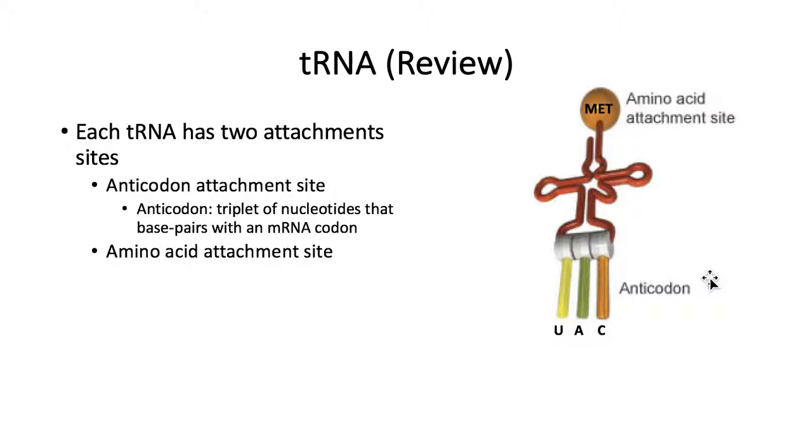The other side of the tRNA has something called an anticodon, and the anticodon is basically the opposite of the codon. So it's going to base pair with the codon. So for example, if our codon is AUG, it's going to base pair with UAC. The A is going to fit with the U, right? The U is going to combine with the A, and then the G goes with the C. So the codon and the anticodon base pair with each other.